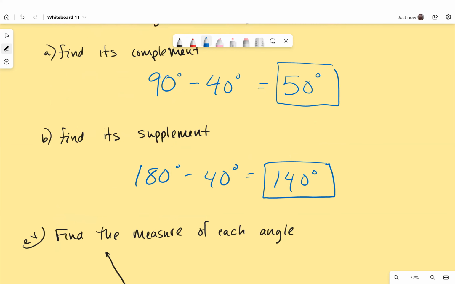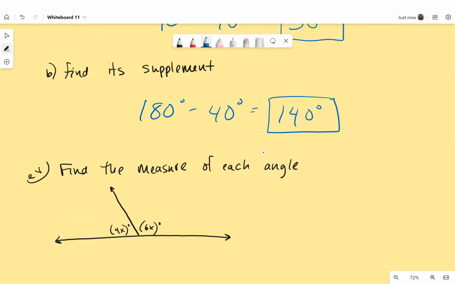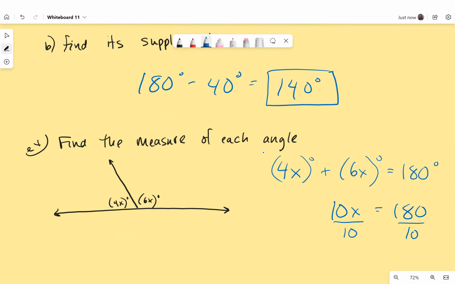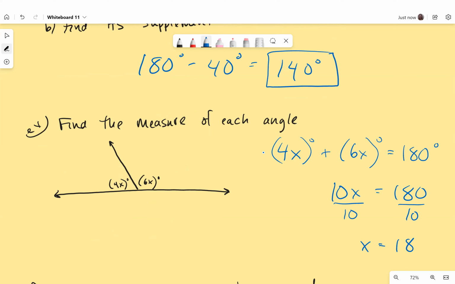Let's do another example. This time we have to find the measure of each angle. So we have these two angles that form a straight angle, meaning that they are supplementary. They add to 180 degrees. So if we take these two angles, one of which is 4x degrees and the other is 6x degrees, together they should equal 180 degrees. Now we can combine like terms, so we get 10x equals 180, divided by 10, and we get x equals 18.